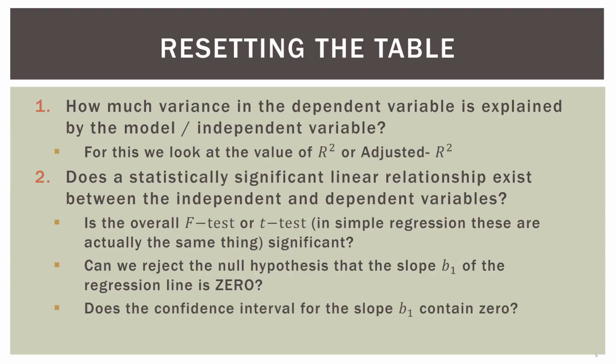Does the confidence interval for the slope contain 0? Remember that everything in regression, when we're using sample data, is an estimate, so they're going to have confidence intervals around them. Does that confidence interval contain 0? If it does, then we have a problem because we're not exactly sure if the variables are linearly related.